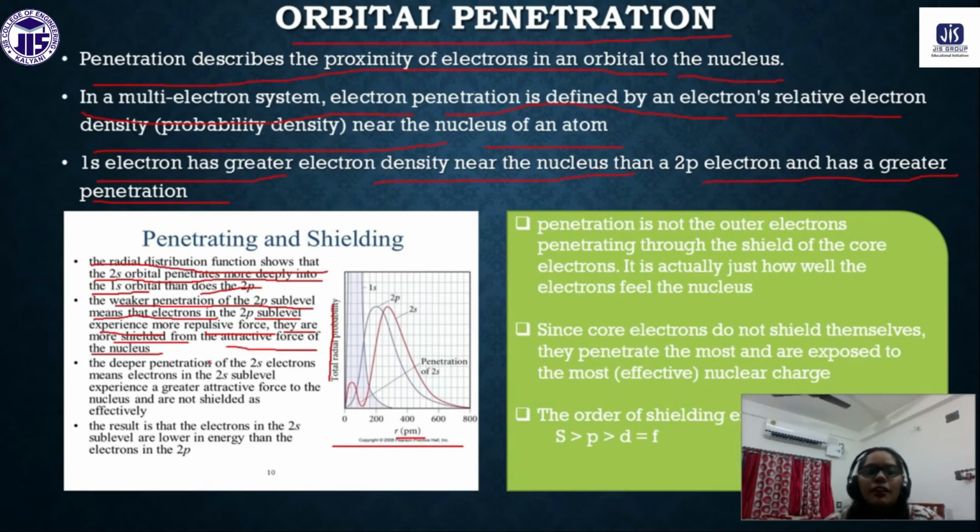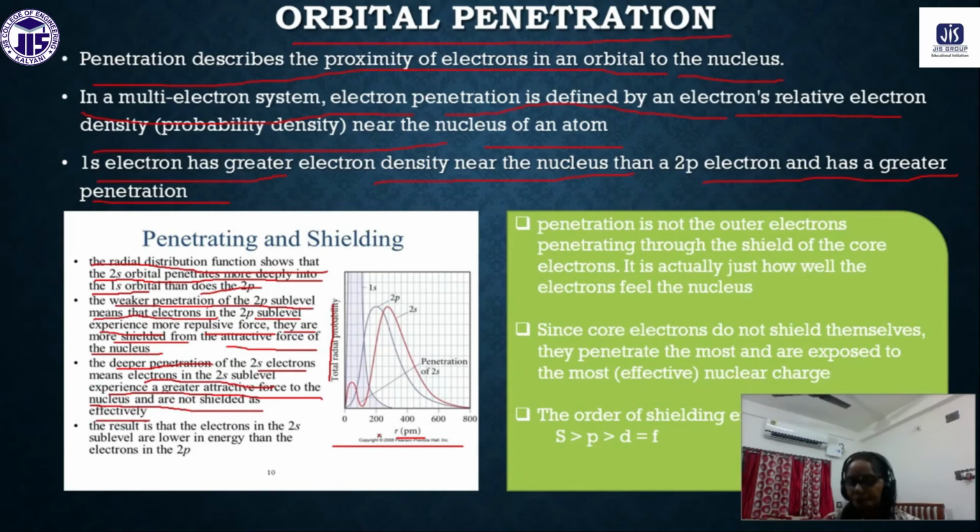The deeper penetration of the 2s electrons, deeper penetration means higher penetration. So the electrons in the 2s sublevel experience a greater attractive force to the nucleus and are not shielded as effectively.